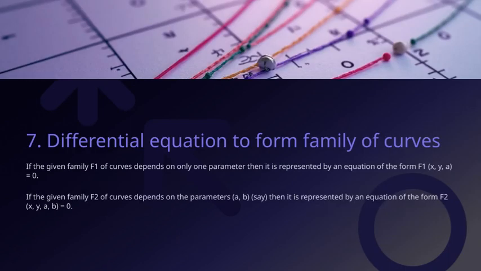Let's consider a family of curves, which we denote as F2, and assume it depends on parameters, say a and b. In this case, the family can be represented by an equation of the form F2(x, y, a, b) = 0.